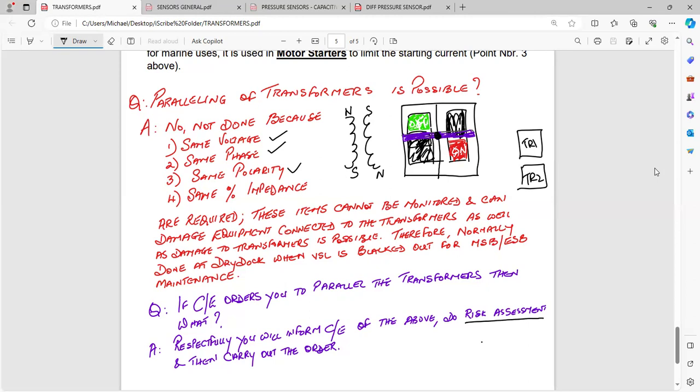Yes, sir. Got it. So we have to say no. We cannot parallel the transformer. No, we cannot. And if he says why not? Then give all these reasons. Okay, we'll see. I'll just take a screenshot of this.